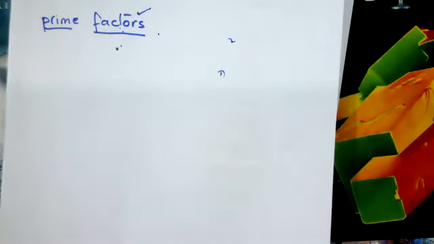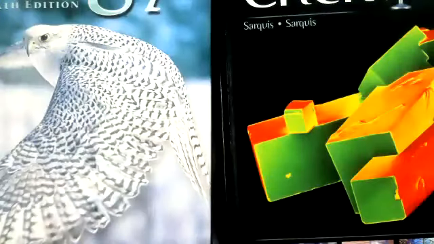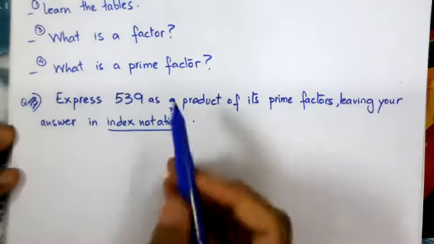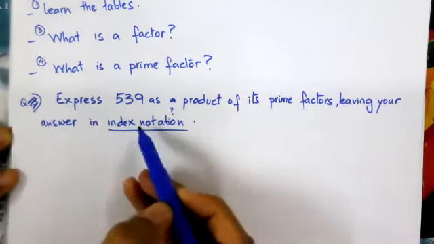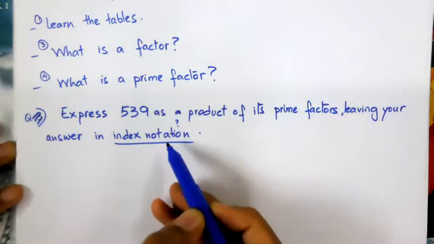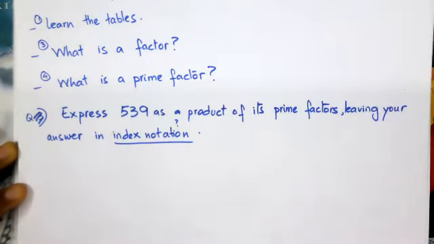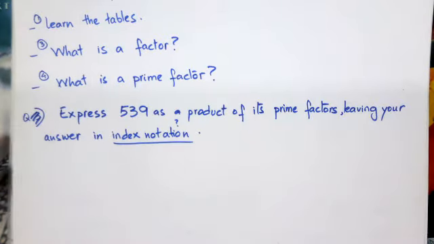Now, in your book, they have asked you to factorize. For example, let's deal with this question. Express 539 as a product of its prime factors, leaving your answer in index notation. First of all, what is index notation? Yes, Ayan Ahmed. What do you understand by index notation? What does that mean? Miss, index notation helps us to get the answer. Yeah, but what does it mean?